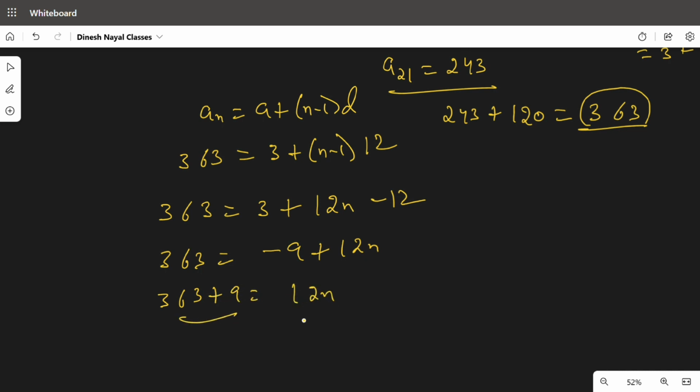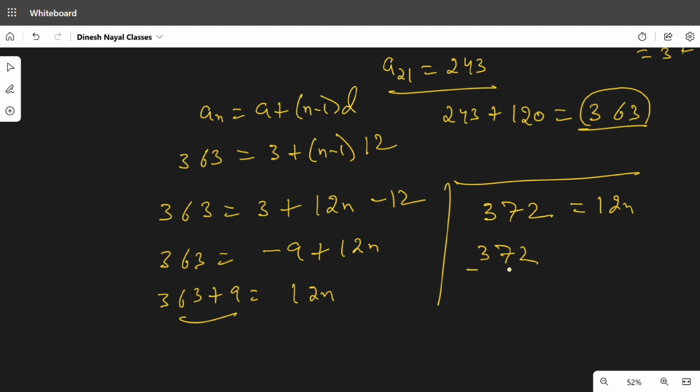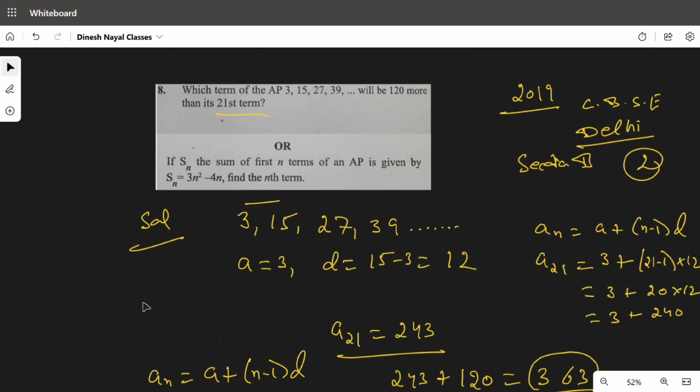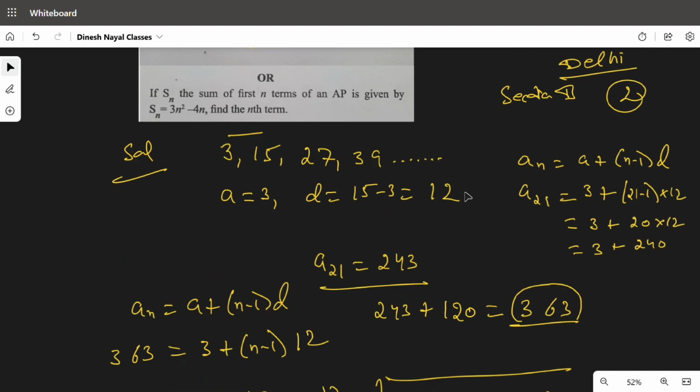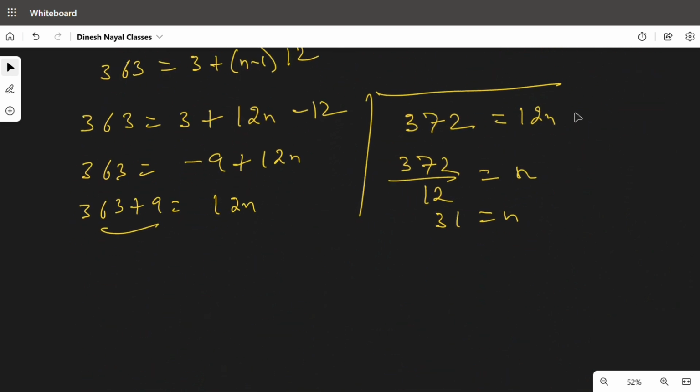What is 363 plus 9? Writing it over here, 363 plus 9 is 372. So 372 equals 12n. Now what is n? 372 by 12 equals n. Now if you divide 372 by 12, this goes exactly 31 times. So n is 31, which means the nth term which is 120 more than the 21st term is the 31st term.